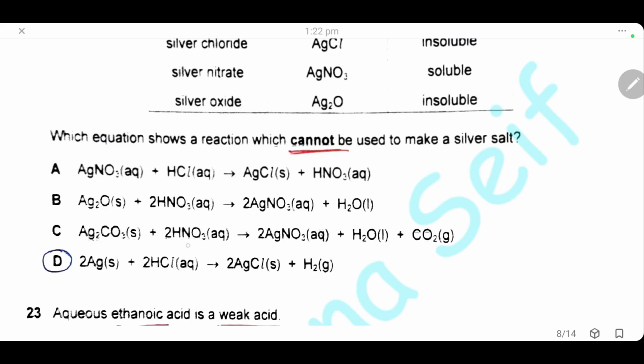Silver carbonate reacts with acid. Carbonate with the acid forms salt, water, and carbon dioxide. So this is a correct equation also. Which one cannot be used? Last equation, silver with hydrochloric acid, because silver is lower in the reactivity series than hydrogen. It is less reactive than hydrogen, so it cannot displace the hydrogen of the acid. So this reaction cannot happen and cannot produce silver chloride as a precipitate, or cannot be used to prepare silver chloride salt.